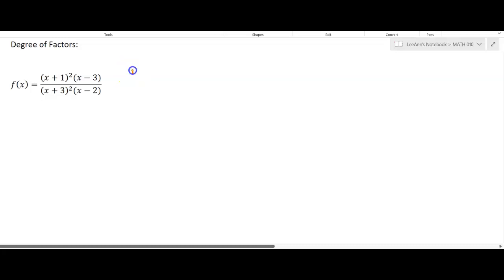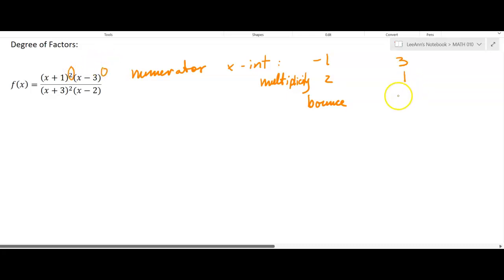Okay, looking at the numerator, that tells us our x-intercepts, right? Okay, so we know we have x-intercepts at -1 and at 3. If you think about multiplicities, the multiplicity for -1 is 2. We're expecting a bounce then at -1. And the multiplicity at 3 is 1. Remember, it's going by these degrees here. Multiplicity of 1, so we're expecting it to cross at 3.